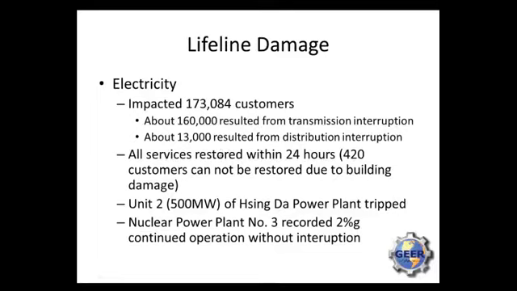A major fossil plant, Xingda, was tripped. The nuclear power plant in the southern part of Taiwan, at the tip, recorded 0.2 g, and there was no tripping, and the nuclear power plant continued operation.